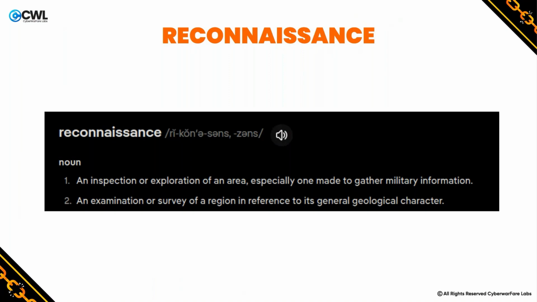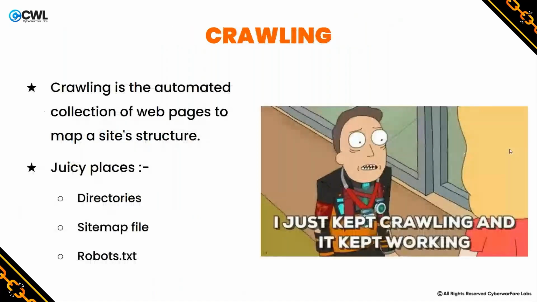Now, reconnaissance also comes in different flavors. We have active recon and passive recon. In active recon, we actually interact with the target. In passive recon, we just use OSINT, that is open source intelligence, to identify information without actually connecting with the target. In the case of APIs, we have multiple methods we can use, and we'll talk about a couple of these here. The very first method is crawling.